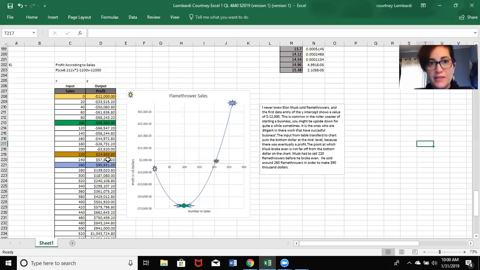And I believe that I might be reading this wrong, but he had to sell 220 to break even. And then I think on top of that, he had to sell 260 to make it 90,000. So it's not like he sold 220 and broke even and then only sold 40 more and made $90,000. But I'm not good at math, so I haven't figured that out, and I'm probably wrong.